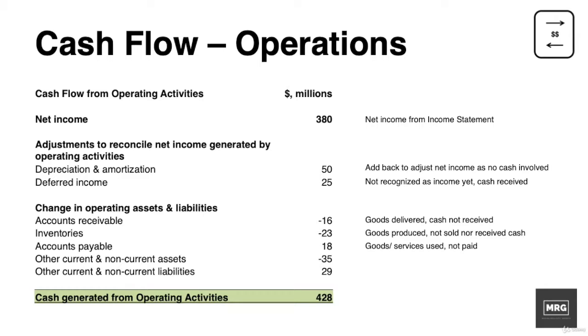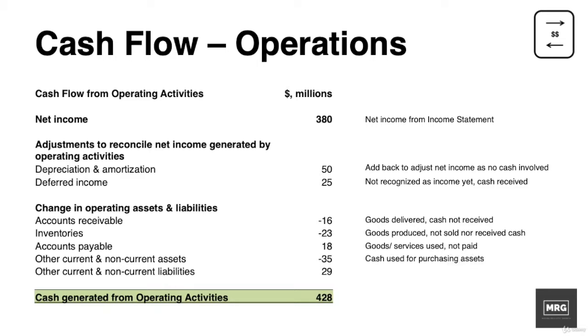We then have accounts payable of 18 million. So we add this back into the cash flow from operations statement. These are goods and services that we have used from our supplier, but we have not paid. So the 18 million in cash is still with us. We record that into our cash flow statement because the money has not moved out.